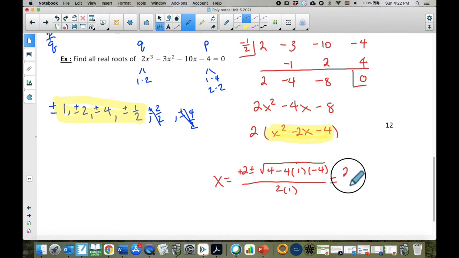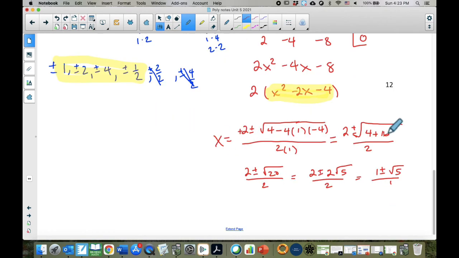I'm just going to simplify everything. I'm not looking for a decimal. I'm looking for an exact answer. Okay, so when I go through and simplify my quadratic formula, that's 4 plus 16, which is 20. Square root of 20. 4 goes in there, and the 4 is a perfect square, so that's 2 radical 5. Last step is when you have this, you can divide everything by 2, and so you get this.